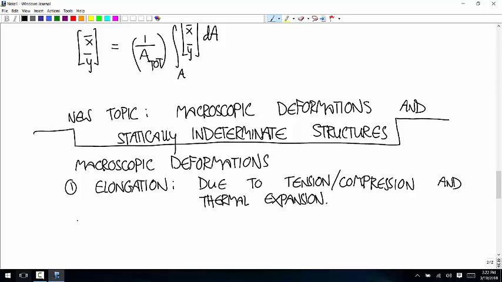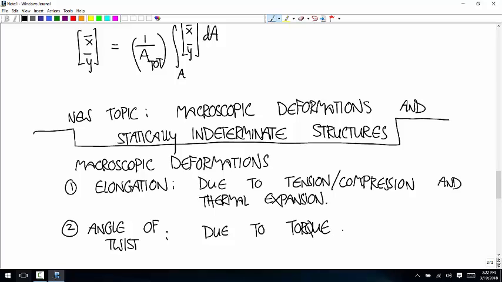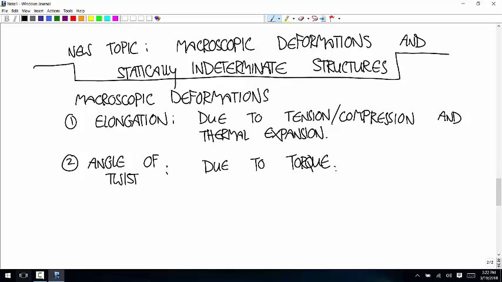and the second thing is angle of twist. And this is due to torque. And then the last one is deflection. And that's due to shear force and bending moment.